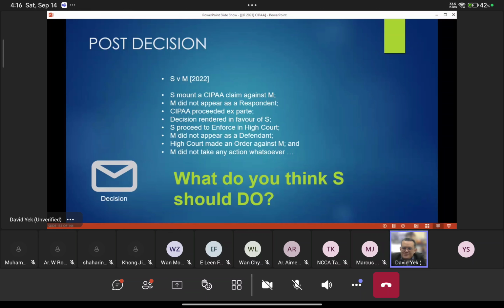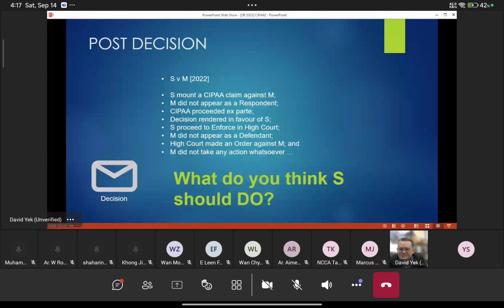Then also M did not appear as defendant. Wow, interesting. Even in court, M did not appear. Okay, but then M goes to High Court to make a claim against S. So High Court made an order against M. And M did not take any action whatsoever. Okay, this is very interesting.